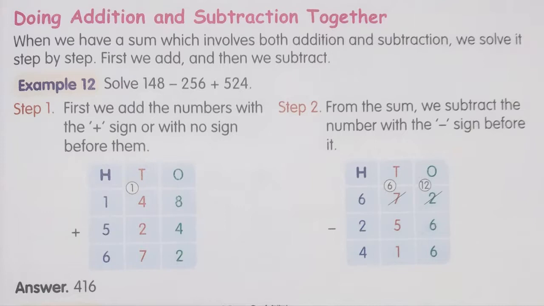Now step 2. From the sum we subtract the number with the minus sign before it. अब जो टोटल हमें मिला है 672, उसमें से जो माइनस का नंबर है हमारे पास 256, तो उसको हम इसमें से सब्ट्रैक्ट करेंगे. तो वी सब्ट्रैक्ट 256 from 672. So we get 416. So answer is 416.